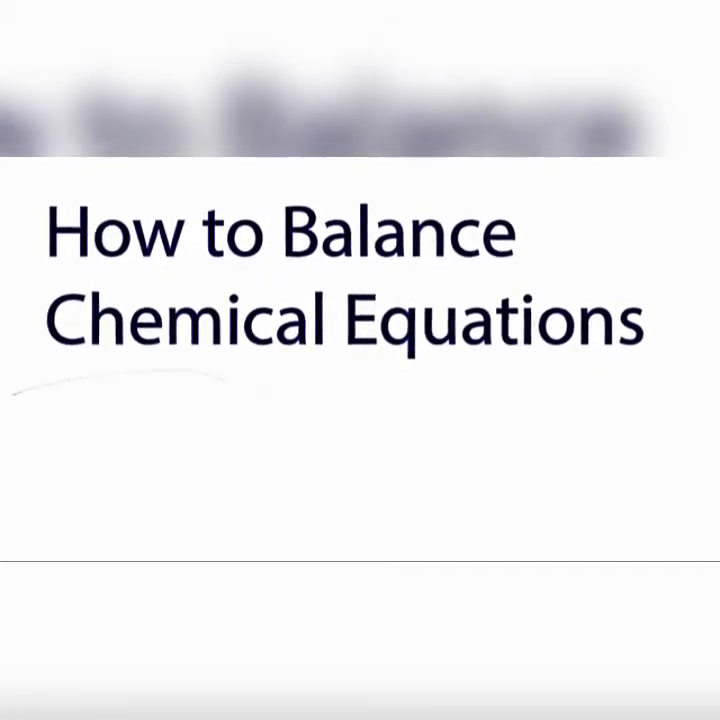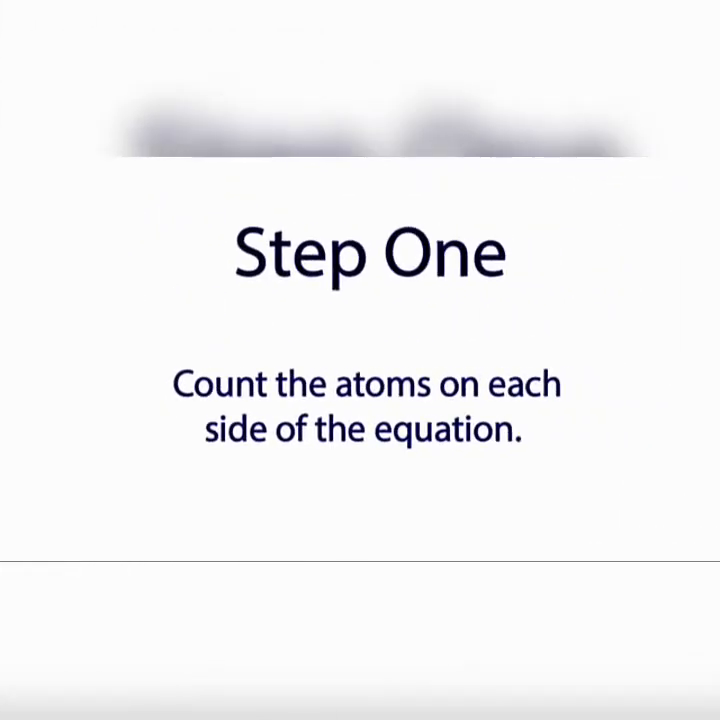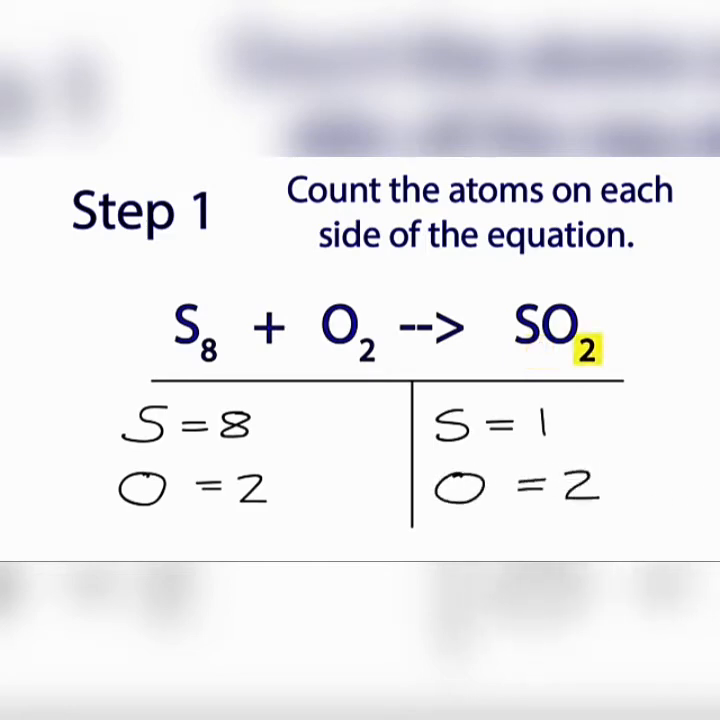How to balance chemical equations in 5 easy steps. Step 1. Count the atoms on each side of the equation. Let's count each type of atom. Sulfur, I have 8. Oxygen, I have 2. On the product side, sulfur, I have 1. And oxygen, I have 2. Note that if there's nothing after an element, we assume that to be 1. And that's it. We're done with the first step.